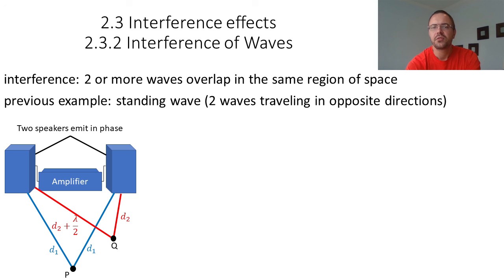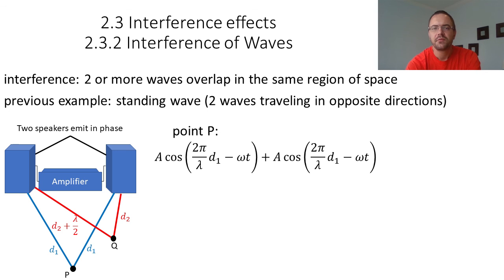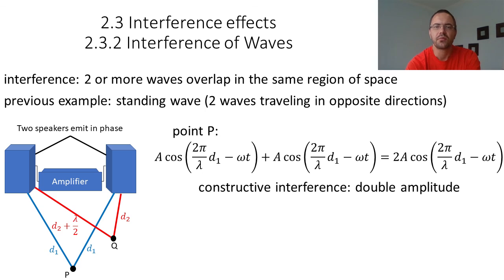Let's see what happens at point Q and at point P, and let's start with point P. As we did before, we will simply use the principle of superposition. So the signal at point P will just be the sum of the two waves, so we'll have A cosine kx minus omega t from both speakers, and kx will be 2 pi over lambda times d1 in both cases. So I obtain 2A cosine (2 pi over lambda d1 minus omega t). So we simply get the same wave function but with a double amplitude, right? And we call this constructive interference.